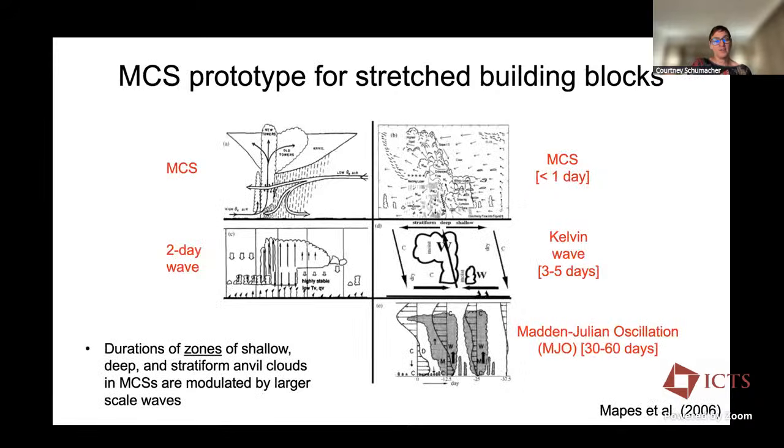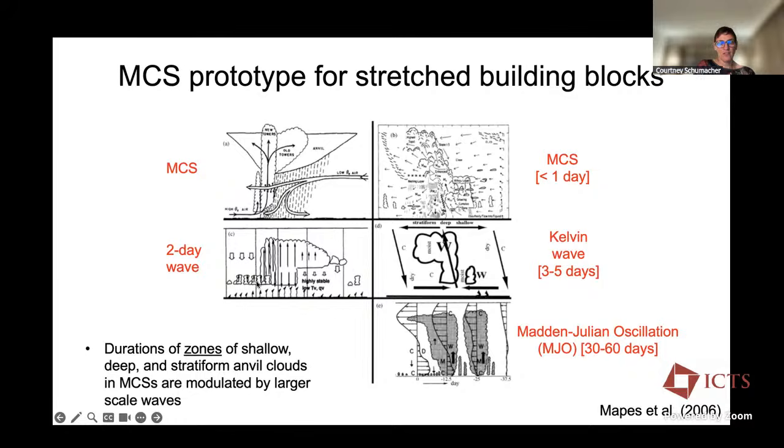The other thing about these MCSs is that they can act as a prototype. So I've just talked about things that go from shallow to mid-level, to deep to stratiform. Here in these MCSs you have the shallow, mid-level, deep, stratiform. And these are MCSs that last on the order of a day or less. But you can also see the same thing if you look at larger scale wave structures like 2-day waves or Kelvin waves, things that last 2 to 5 days.